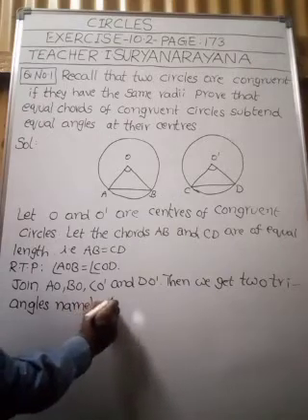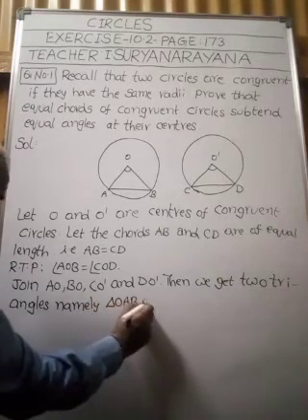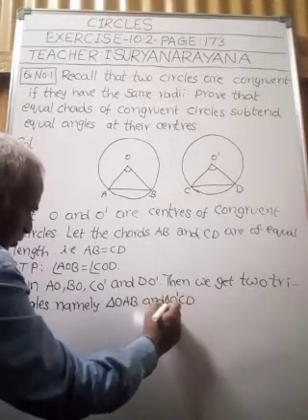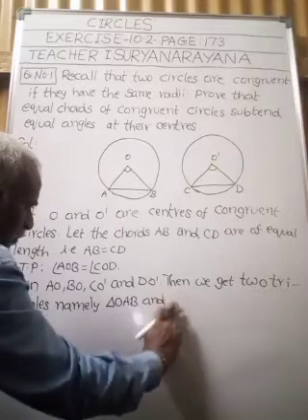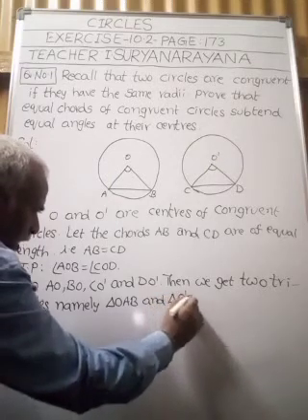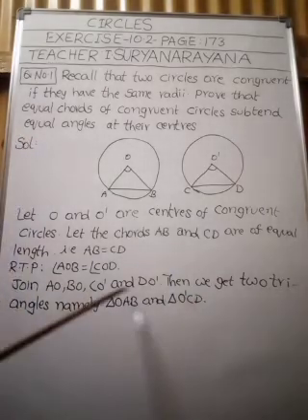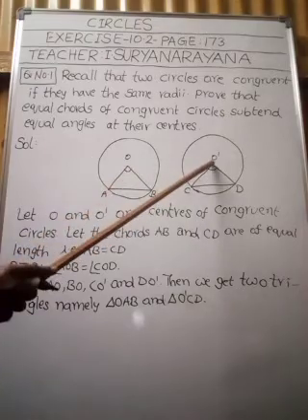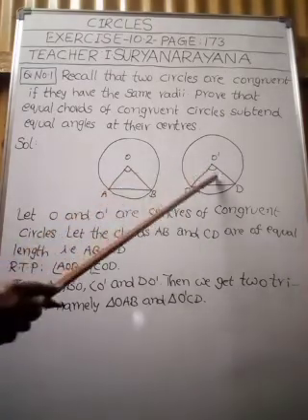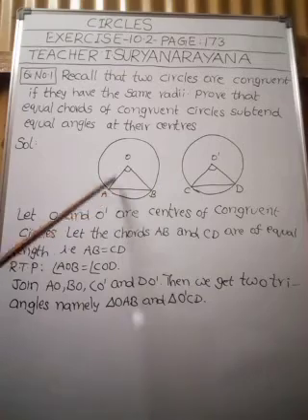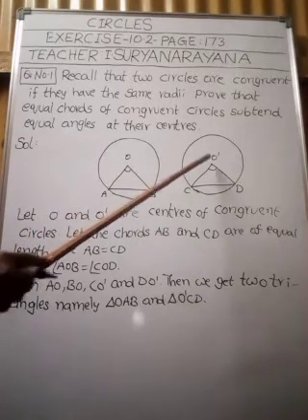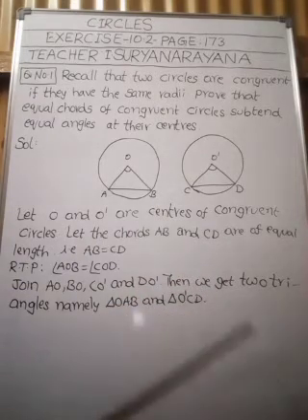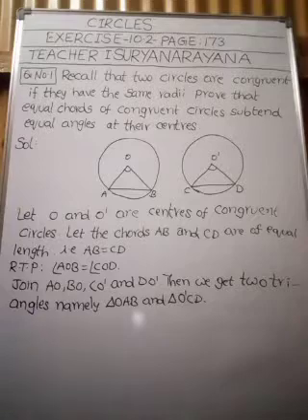Namely, triangle OAB and triangle O dash CD. Understood this point, my children? We have joined AO, BO, CO dash and DO dash. Then we got two triangles, namely triangle OAB and triangle O dash CD. Okay, my children, understood this point? Understood this step? Right.